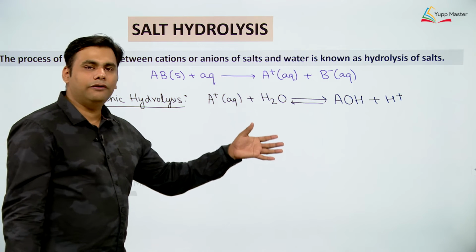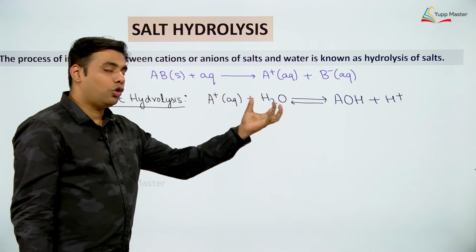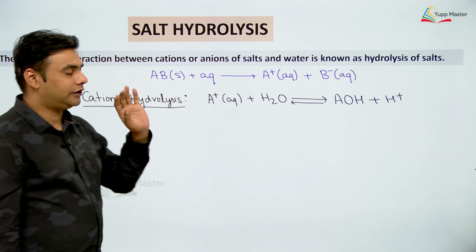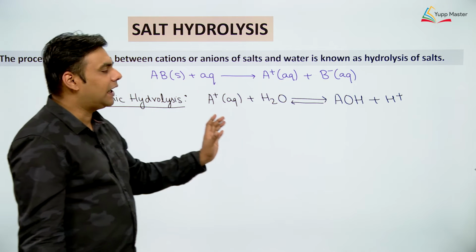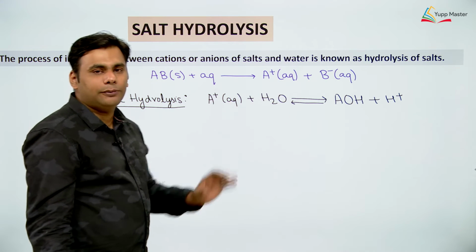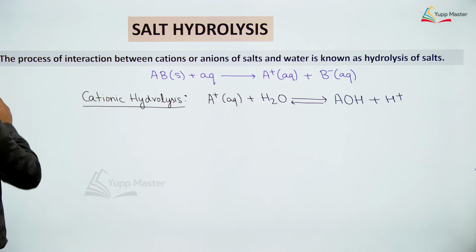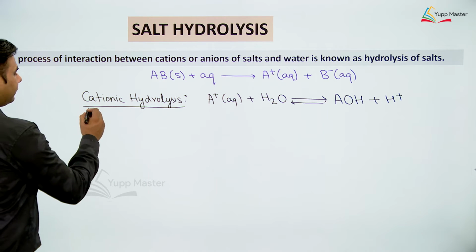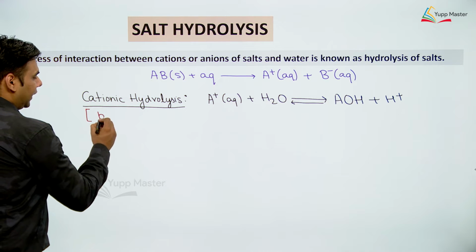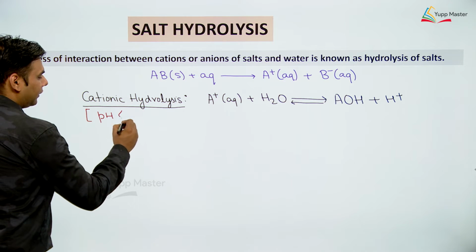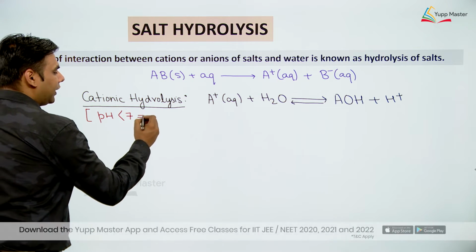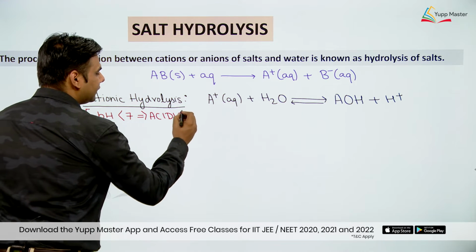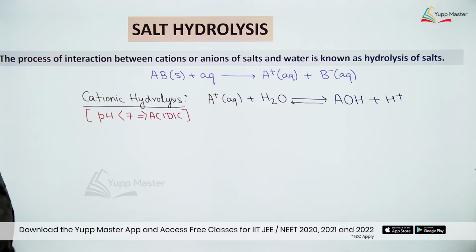So a cation goes in the water, it pulls out OH negative from the water and forms AOH releasing H plus. Now because of cationic hydrolysis, H plus has been released in the solution, so we say that the solution becomes acidic. So whenever there is a cationic hydrolysis, the solution will become acidic and its pH would be less than 7, right.